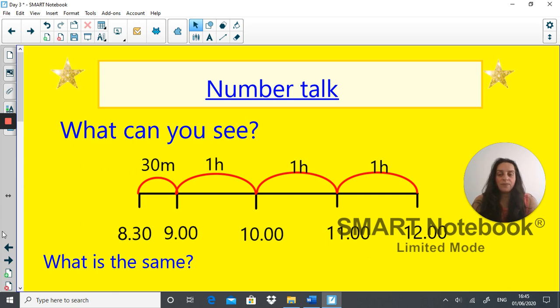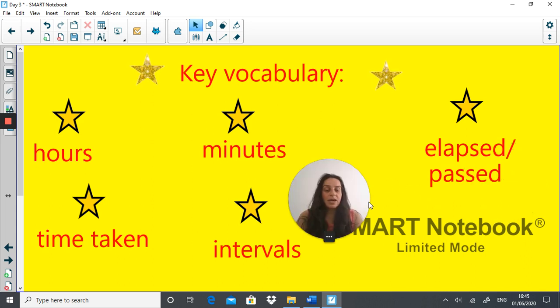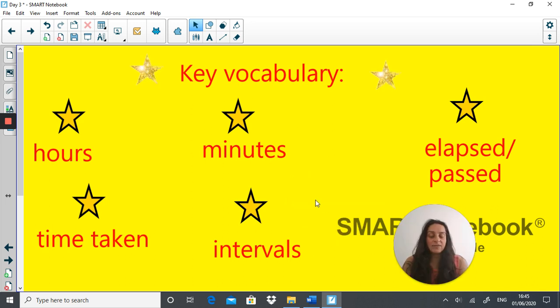Excellent. Let's move on. Key vocabulary is hours, minutes, elapsed, for which another word is past, time taken, and intervals. So again, this is vocabulary we'll be using all week, and you should be familiar with it.